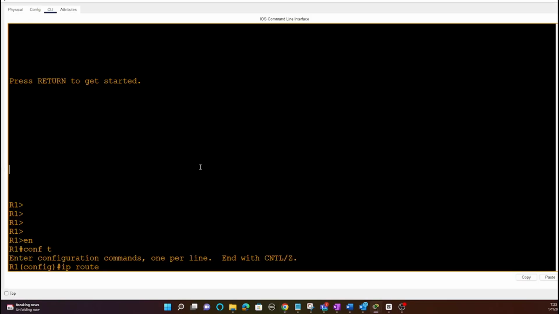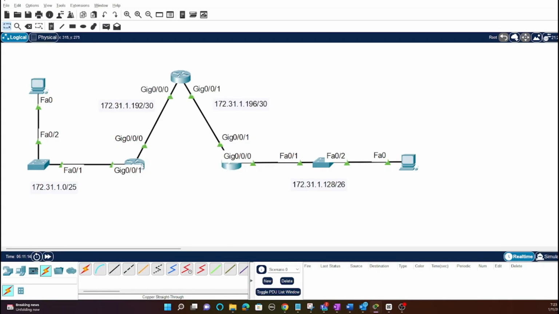So we're going to go IP route 172.31.1.196 255.255.255.252, which is a /30. And then what's my next hop IP address? 172.31.1.193. Again, just going to keep going over and over. I'm saying just keep forcing it into your head. I'm telling him, this network that you know nothing about, router, because you don't know anything, go to .193. He knows about where .193 is because it's directly connected to him.